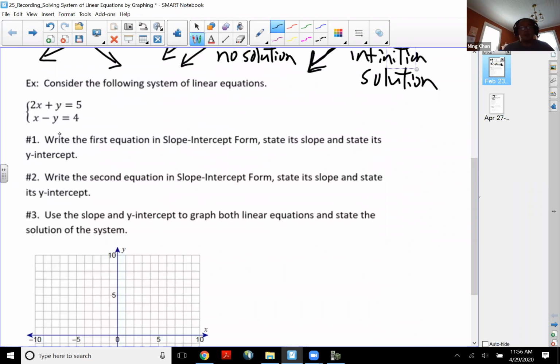So here we go. We're going to write the first equation. The first one you see will be the first equation, and this is the second equation. Write the first equation in slope-intercept form. Then you're going to write down its slope and the y-intercept.